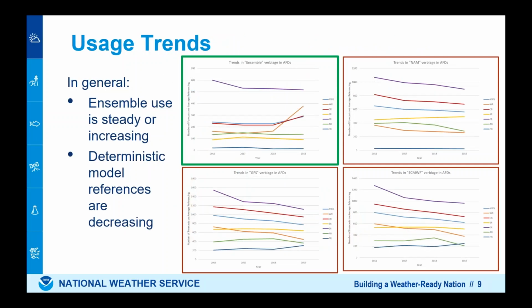Another way to look at this is, okay, how are we doing trend-wise with these top 4 items that we reference? The ensemble use is generally steady or increasing. It varies slightly depending upon the region. And then similarly, the NAM, GFS, and the European are gradually on a decrease, maybe in some cases steady state, but for the most part, it's an average of decreasing here.